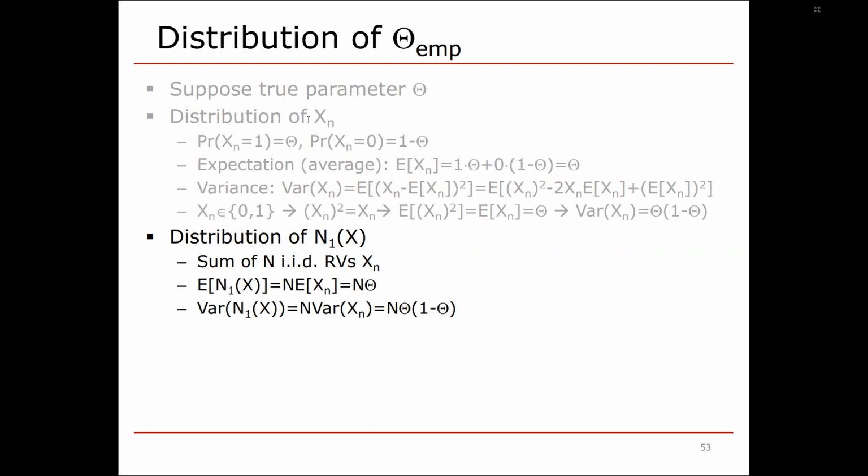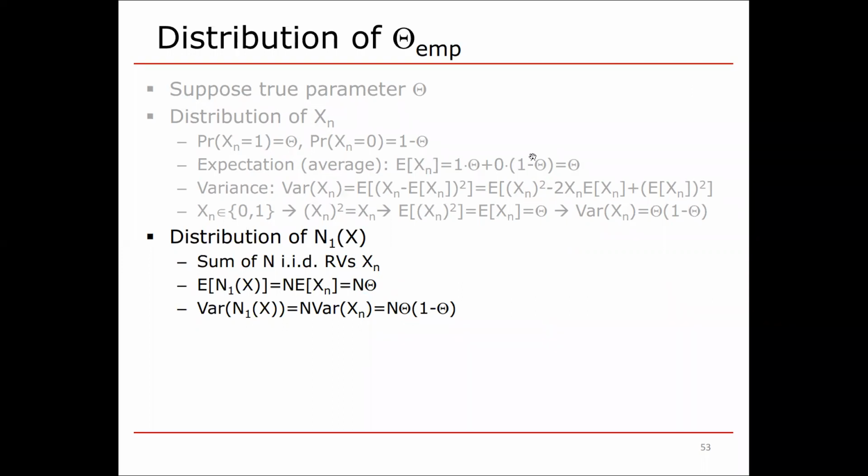And when we have IID random variables, the expected value of the sum of n of these is equal to n times the expected value of each of them individually. You could think of this as linearity of expectation. And we see that the expected value of n1 of x is n times theta. What about the variance of n1 of x? There is a result that you could think about later. The variance of a sum of n random variables is n times the individual variances of individual random variables, which is equal to n times theta times 1 minus theta.